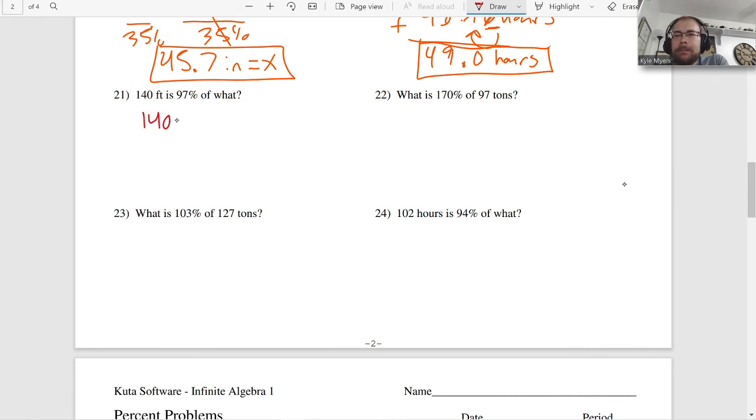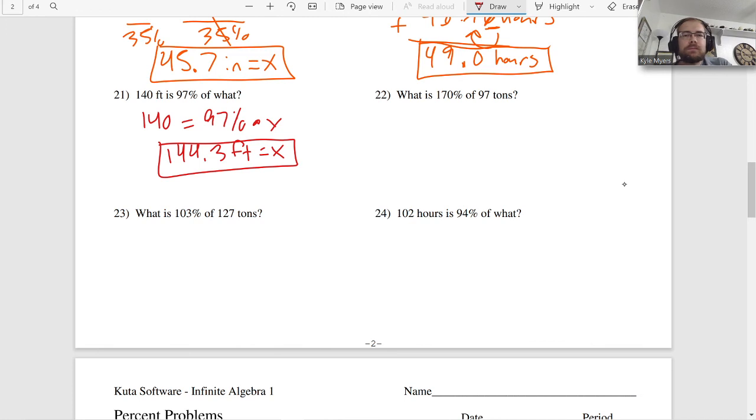140 feet is 97% of what? So we want to take 140, divide by 0.97. That is 144.3. Okay, and that's feet. And that is our answer.